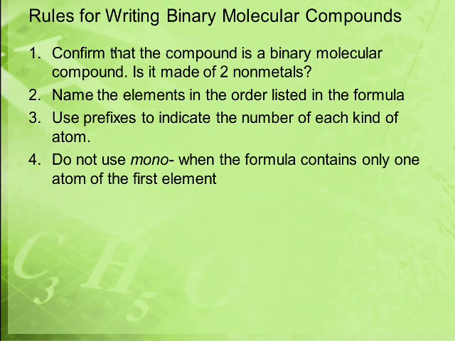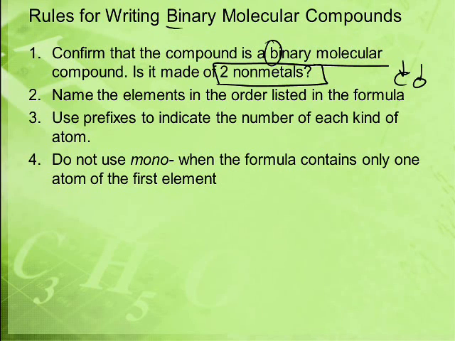So let's look at some rules for writing binary molecular compounds. Binary is two. So you want to confirm, first of all, that it is a molecular compound and it is binary. Is it made of two nonmetals? So look on your periodic table. Look if it's a nonmetal, and look if it's binary, of two elements. Then name the elements in the order listed in the formula. So if it says CO, you would list the carbon first, then the oxygen.